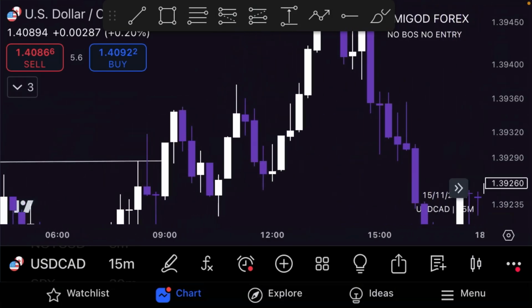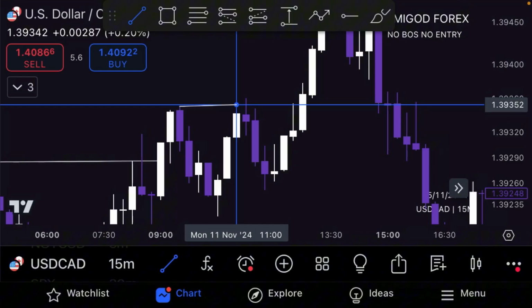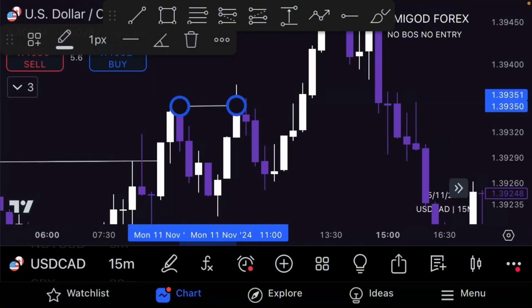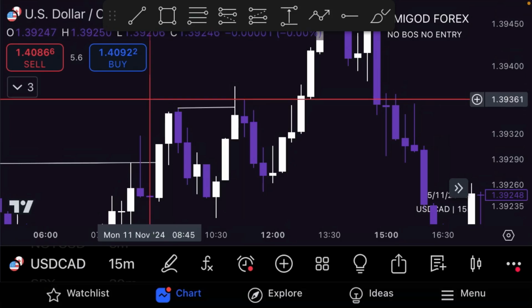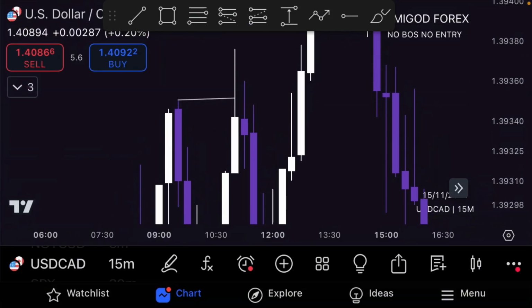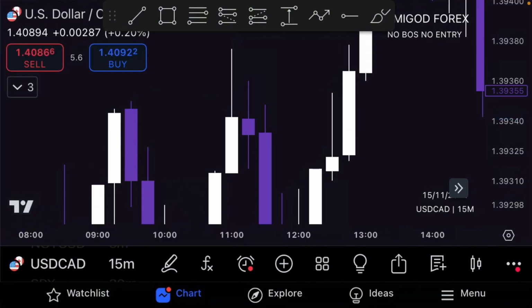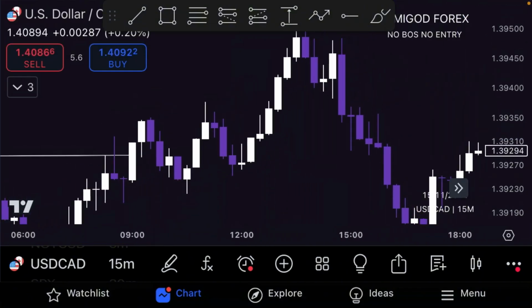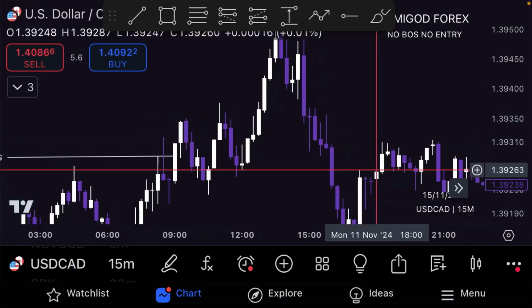So we have another what? Break of what? Structure. Now looking at this level right now, we can see that the market made a break of structure, but it didn't close with a body. It closed with a wick. Okay, if we have this kind of situation, then that area is what? Invalid. Then coming down, you can see we didn't have a nice retracement there.